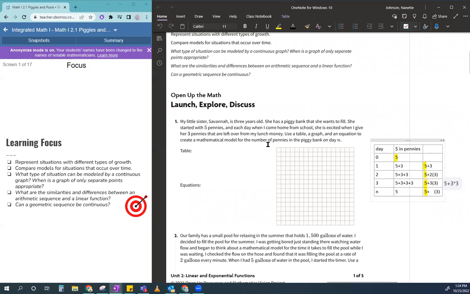Yeah, it's the pennies your little sister started with, right? You guys remember when you used to have 5 pennies and you'd say, oh my gosh, I am rich. Yeah, not anymore, right? Okay, so yes, it has to do with the 5 pennies that she started with. Very good, 5 pennies.